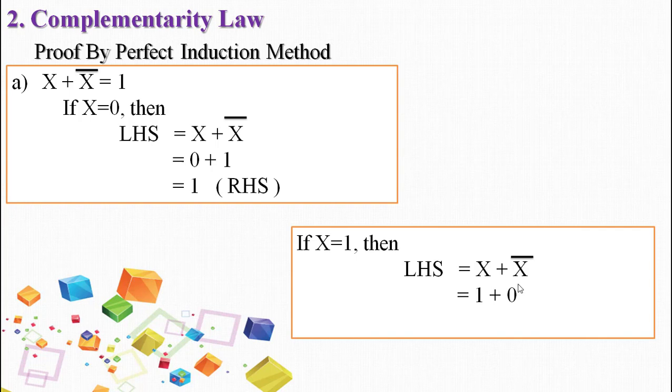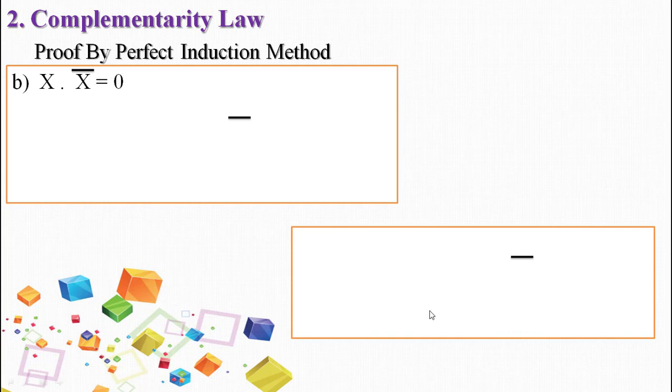So x is 1, 1 is complemented, so it will become 0. So the expression will have 1 plus 0 as its value. As you know from the addition, 1 plus 0 is 1, which satisfies the condition of the RHS. So hence we are proving with the proof by perfect induction method the complementarity law number 1 or A.